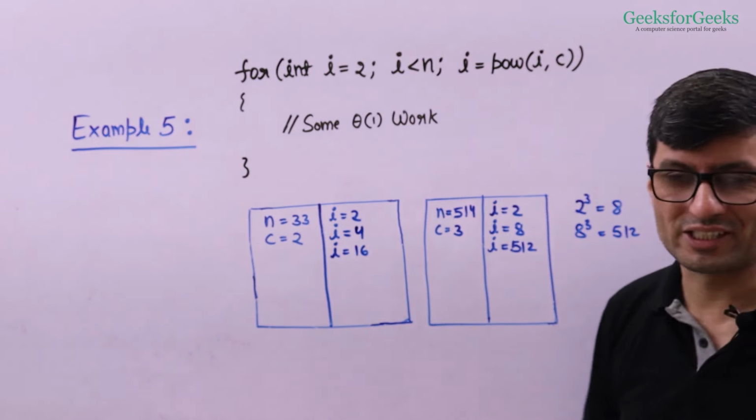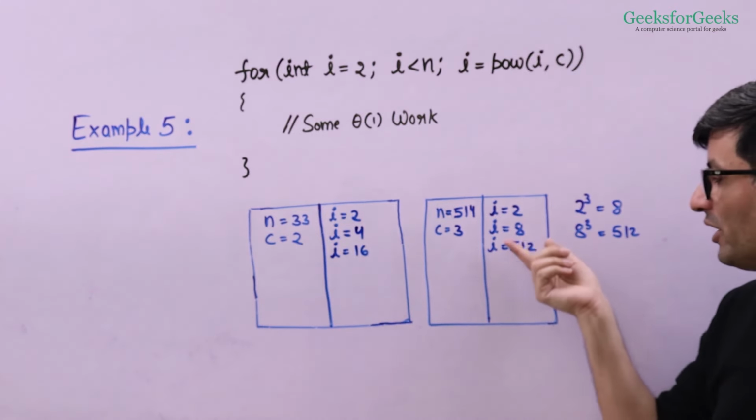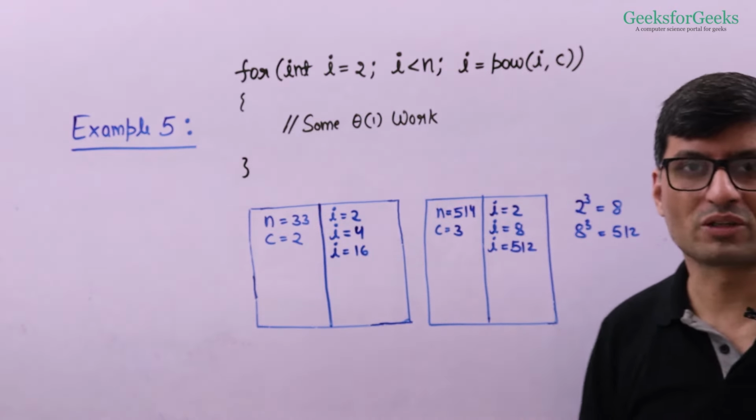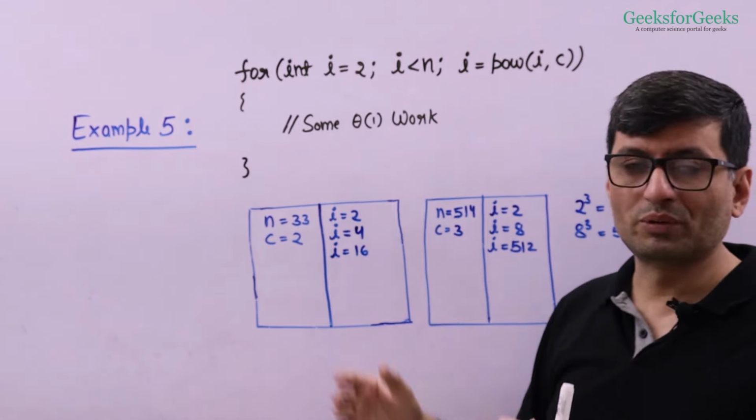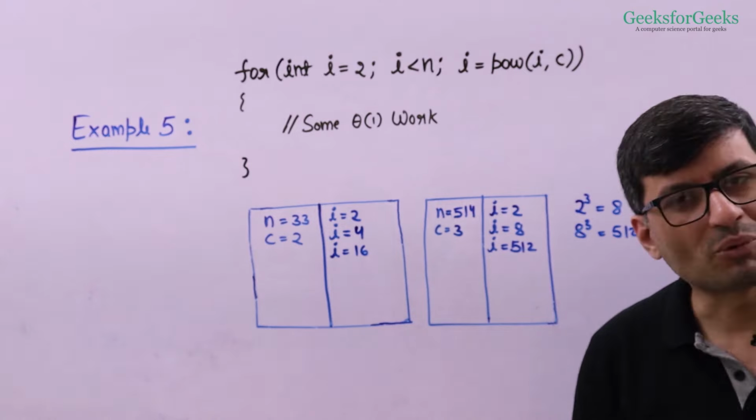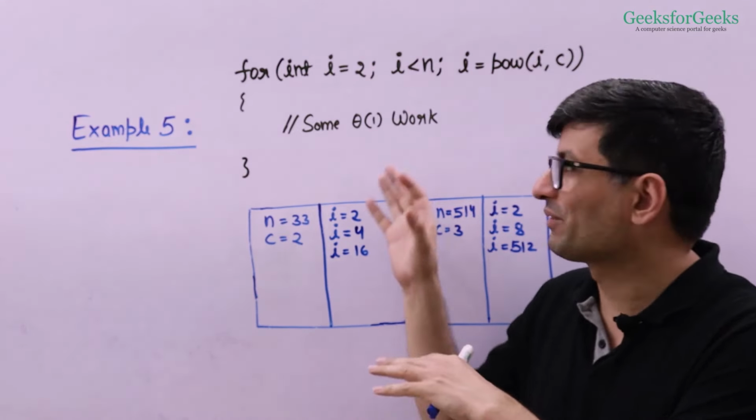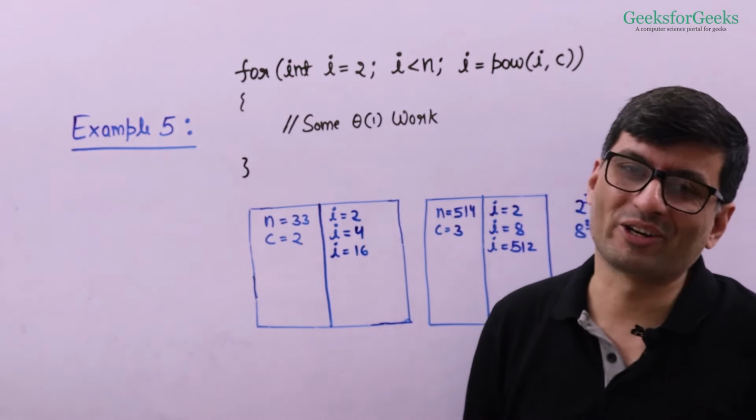And you can notice one interesting thing. Such a large number, 512, is reached only in 3 iterations. So the order of growth of this particular loop is very slow, right? It's going to be a very slow-growing term. Please pause this video and try to guess the order of growth of this particular part of the code. It's going to be smaller than log n also.